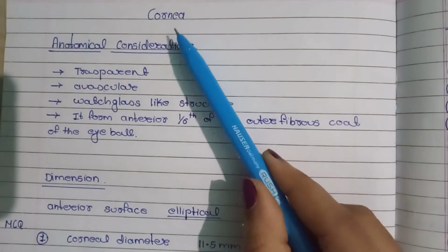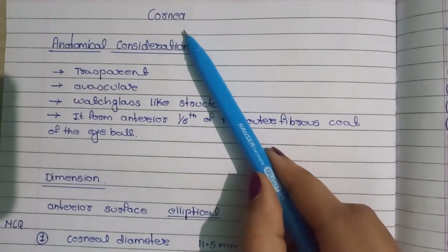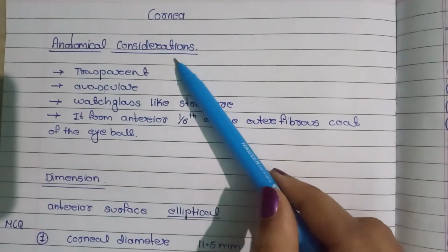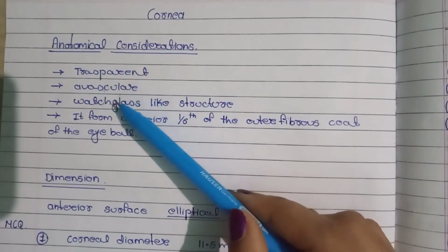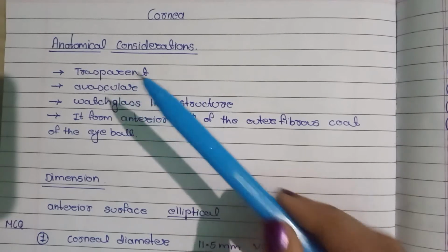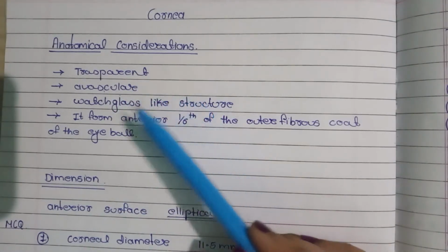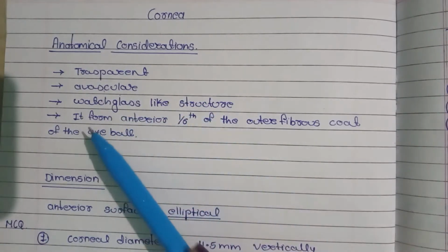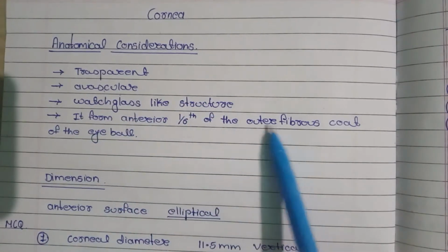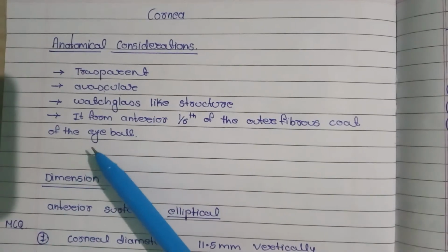Hello guys, today we are going to see the anatomy of the cornea. First, anatomical consideration. Cornea is transparent, avascular. Avascular means there are no blood vessels. The normal cornea is free of blood vessels. Watch glass-like structure. It forms the anterior 1/6 of the outer fiber coat of the eyeball.